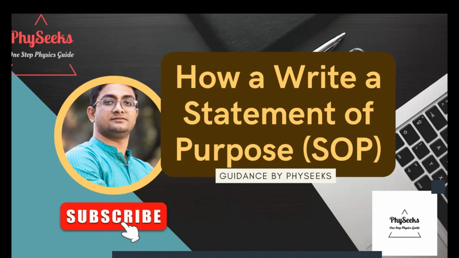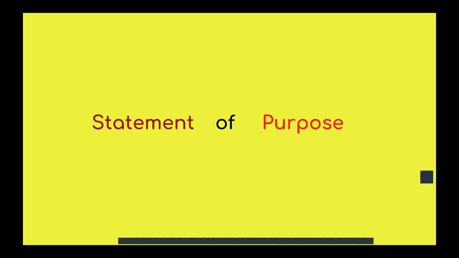Today's topic is an introductory video on how to write a statement of purpose. Before going into the actual meaning, let me just tell you what a statement of purpose is. As the name suggests, it is a one page, or sometimes two or three page long, statement that you submit to your university or your PhD professor, which tells them why you want to pursue that particular course there and what your motivations are.